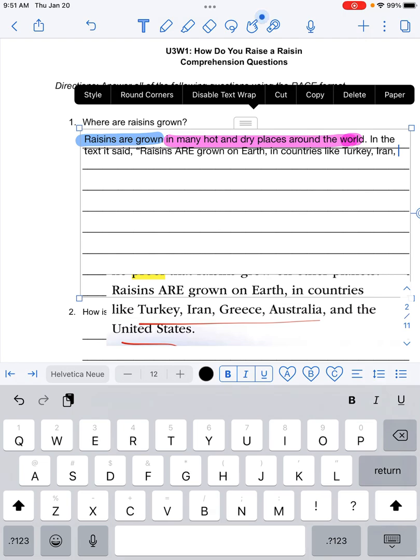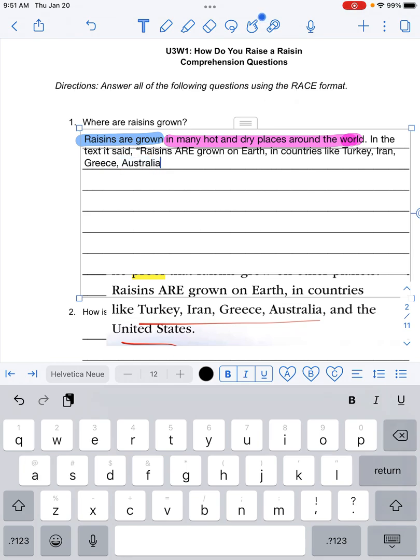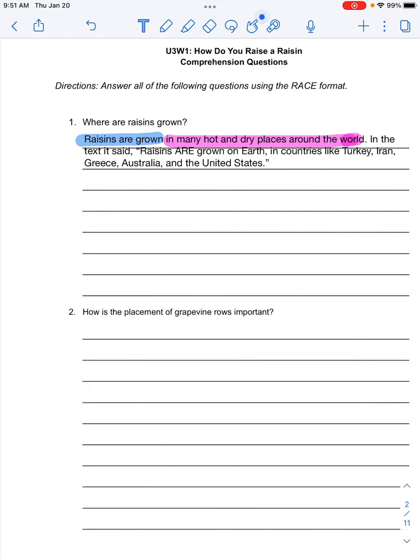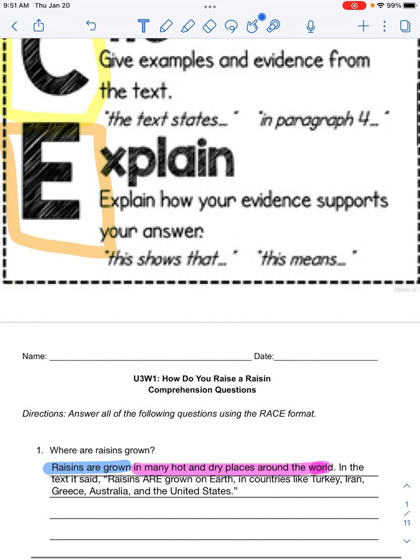Iran, Greece, Australia, and the United States, period. End quotation mark. So this is my text evidence. I can cut that out now. My text evidence was yellow, so I can highlight it in yellow. In the text, it said, raisins are grown on earth in countries like Turkey, Iran, Greece, Australia, and the United States. So that's my citing text evidence.